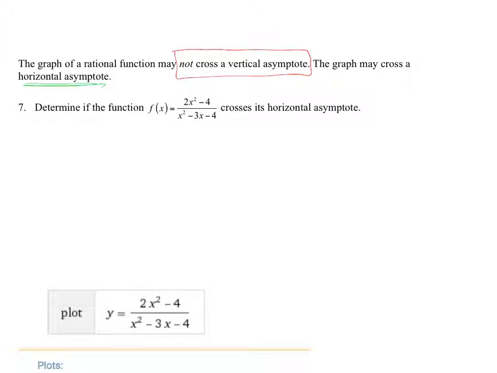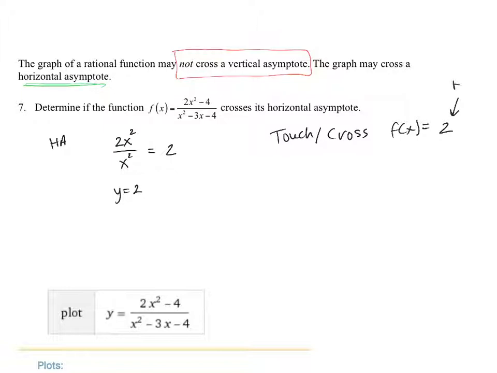First of all, find the horizontal asymptote. So we take the leading term of our dividend and divide that by the leading term of our divisor. And that quotient is the horizontal asymptote. So y equals 2 is your horizontal asymptote. Now, to find if there's any touch points or crosses, we take our function and set it equal to whatever we found for the horizontal asymptote. That's the y value there. So here we go, 2x squared minus 4 all over x squared minus 3x minus 4. There's our function. Set that equal to 2.